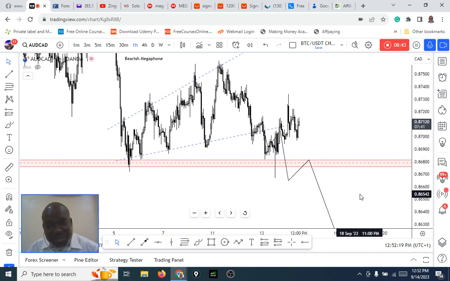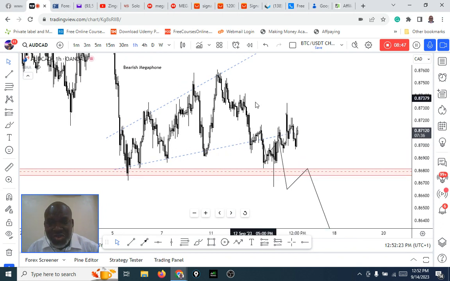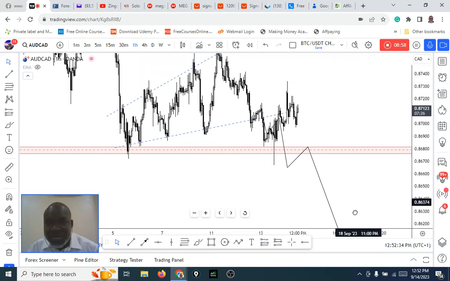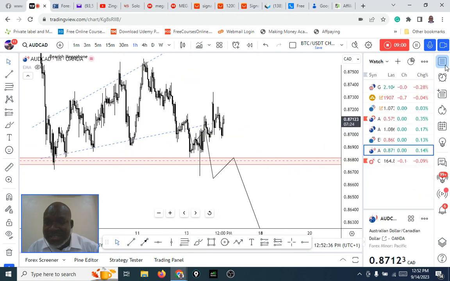So here I'm looking for a short opportunity. The market is trying to move back into the structure of the megaphone, but it has not fully done that. I'm still waiting for it to come to structure, break structure, and retest it. Then I look for an entry opportunity. So guys, these are the trade setups we had.